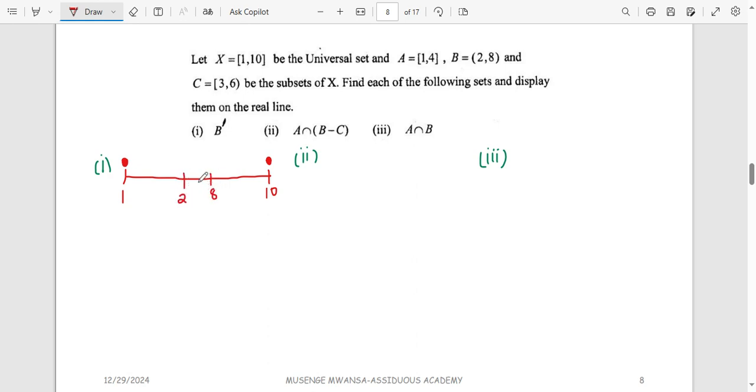You know the way you can even do it easier. Since 2 is not in B, so it's going to be outside B. I'm going to shade there. Since 8 is not in B, so it's going to be outside B. I'm going to shade there. Then just connect this side and this side. So this is B complement. That's how you can do it easy if you want to save yourself time in the exam. So therefore B complement is going to be 1 comma 2 union 8 comma 10. As simple as that.